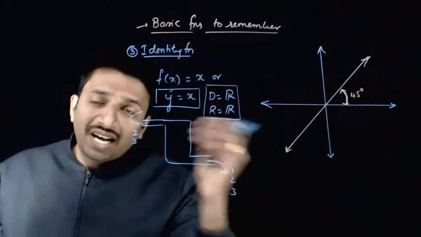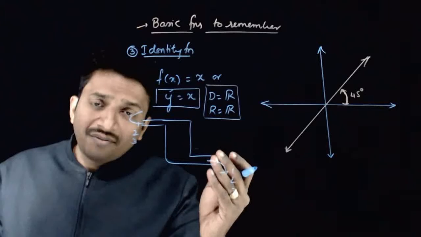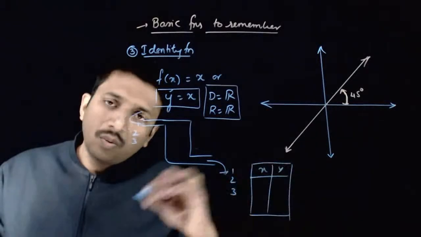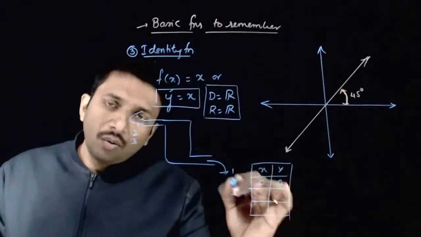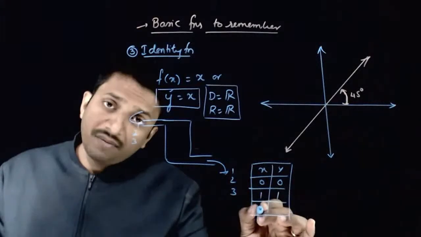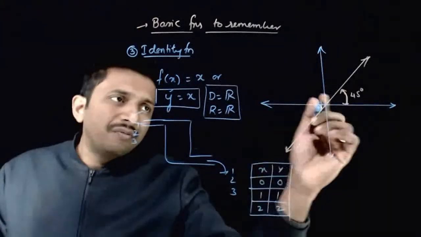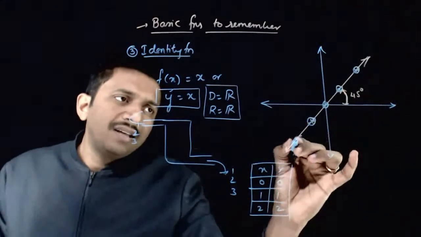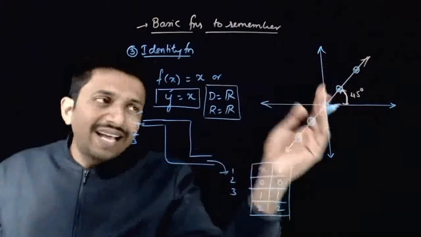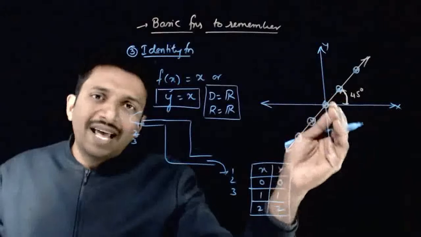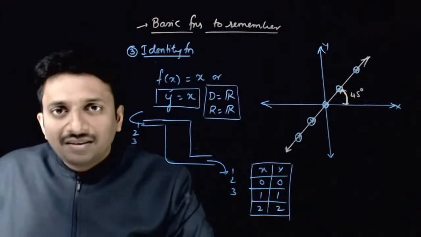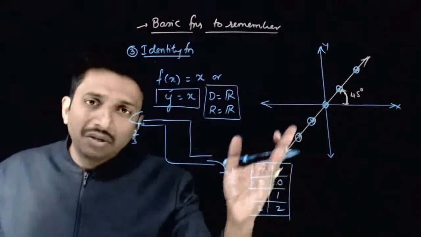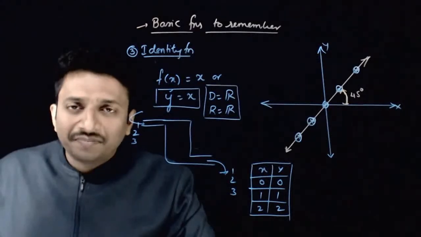And what is the graph of this function? So if you want to draw the graph, you have already seen how to draw the graph. You take some sample points. So x, y. So if x is equal to 0, y is equal to 0. If x is equal to 1, y is equal to 1. If x is equal to 2, y is equal to 2, and so on. So if you plot the points and join them by a smooth curve, you get a straight line, which is exactly in between the x-axis and y-axis. It makes an angle of 45 degrees with the x-axis. So there's nothing new about identity function. You know this function already from your lower classes.